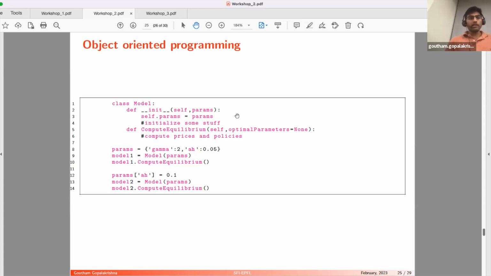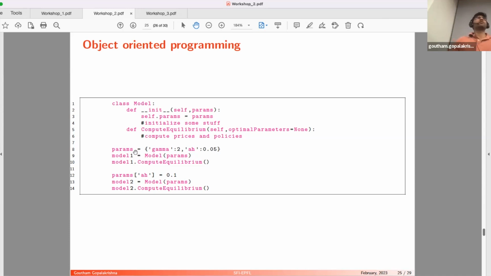And it'll initialize some stuff here. And then you compute some equilibrium. If this is a macro model, then in this part you would basically compute the capital price, return volatility, and so on and so forth. All the modeling part comes here. This is a definition of the class. Once you write this, nothing gets executed. This is just a definition, right?